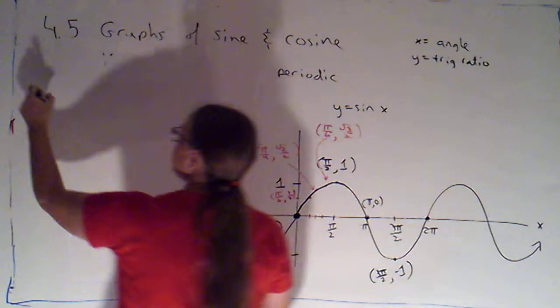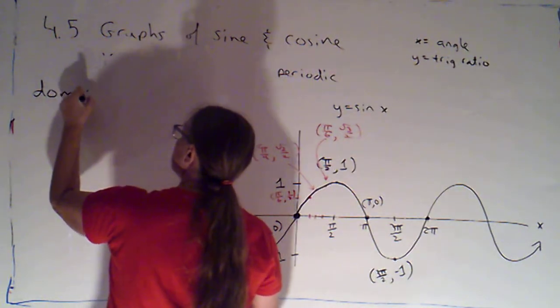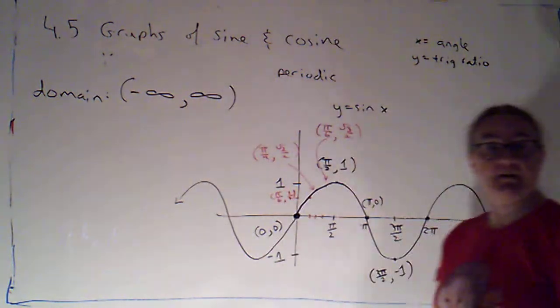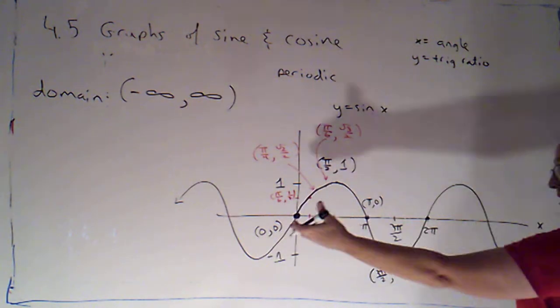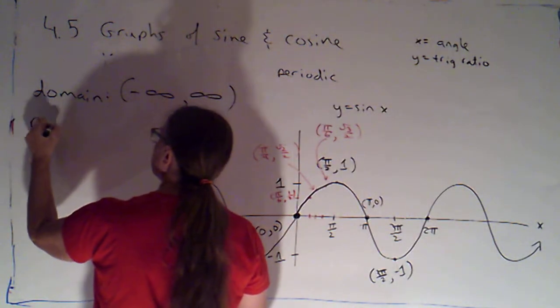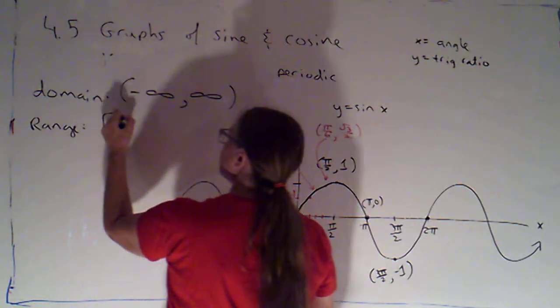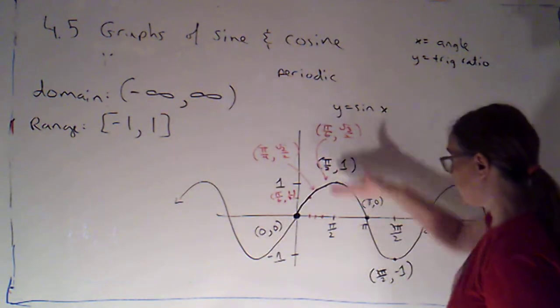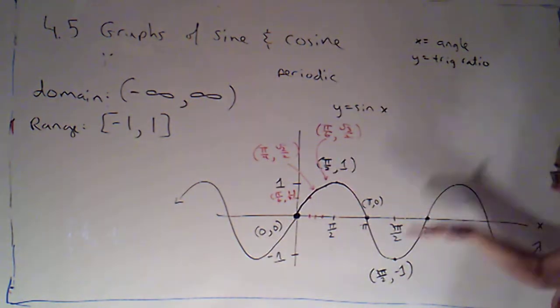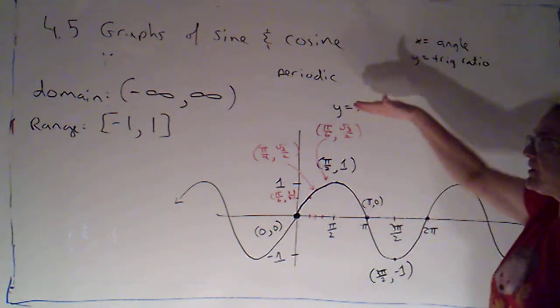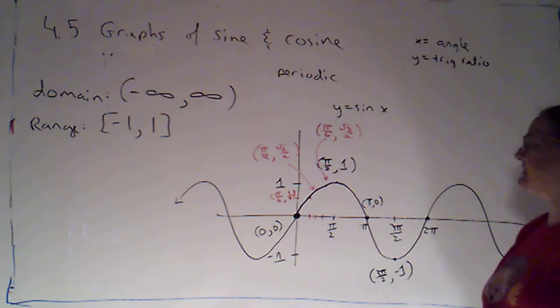So I can see the domain would just be all real numbers, everything from negative infinity to infinity. It's always defined. But the range is limited. It's going to be from -1 to 1. Now I include both of those points because I do have high points at 1 and low points at -1, but I can't go higher than 1 or lower than -1.